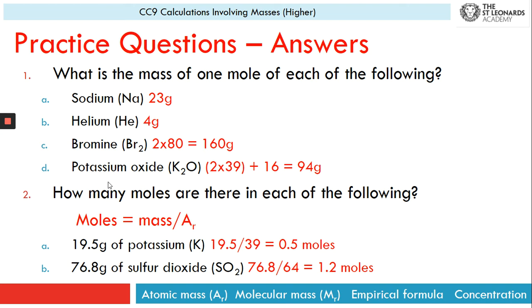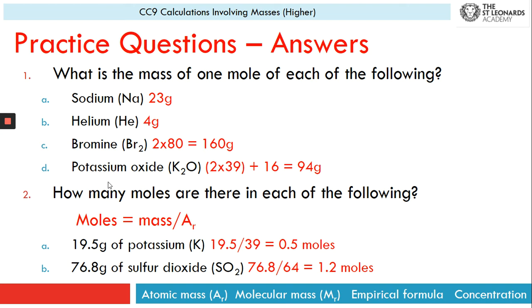So sodium will be 23 grams, helium's 4 grams, bromine is going to be 2 times 80, so it'll be 160 grams. And potassium oxide, which is K2O, so we would do 2 times 39, because potassium has got a mass of 39, and then we add on the oxygen, and it gives us a total of 94 grams. Hopefully you got all of those correct, and that wasn't too challenging for you.